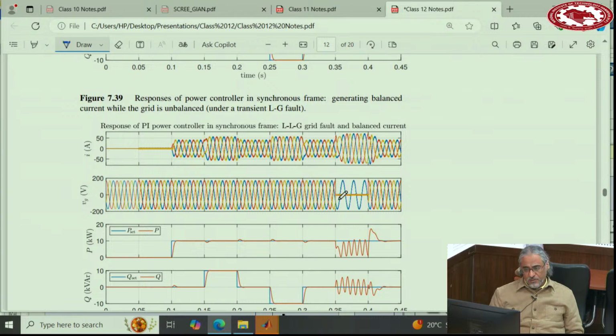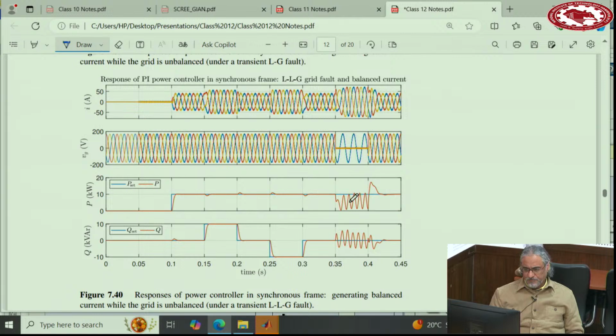This is when a double phase to ground fault happens. Again, you have large pulsations. The real power drops significantly because the grid cannot really absorb this power. But reactive power stays around 0, no difference, while real power significantly drops. Both of them will have a lot of pulsation.